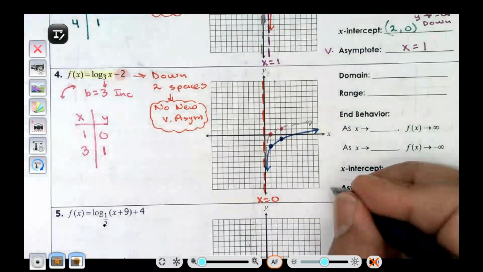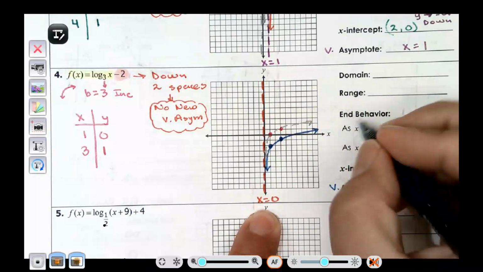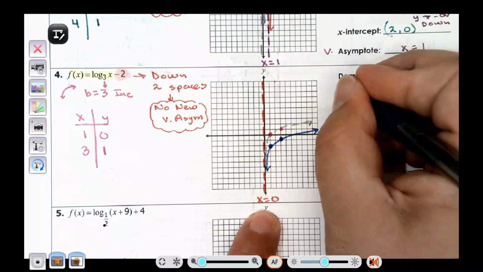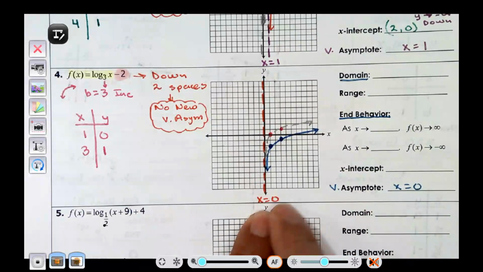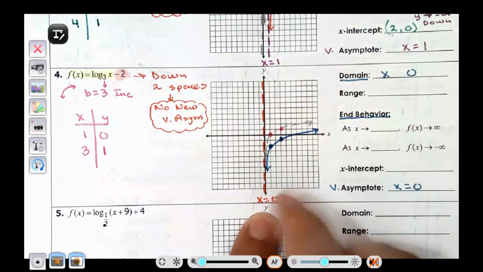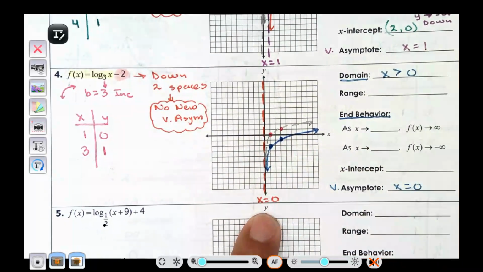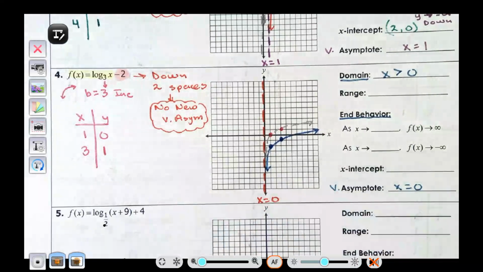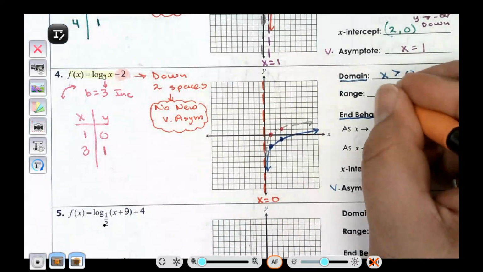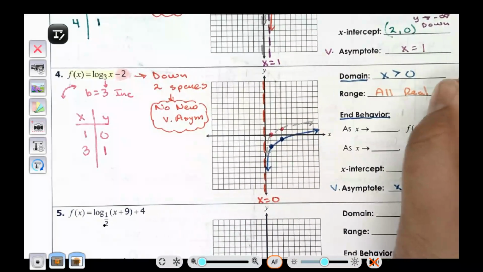Now remember, my vertical asymptote, I like starting there, is x equals 0. So I know 0 is going to show up in the end behavior and in the domain because it's affecting the x's. So there's the x, there's the 0. Again, we are to the right side of that asymptote, so x is greater. My range, well, we said that's never going to change. It's all real numbers. I'm going to show you the three versions of writing it.